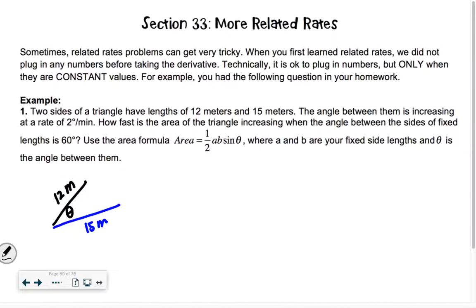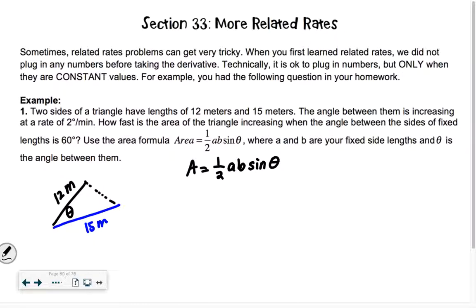We don't know how long the side across from them is, because it depends on how big that angle is. If the angle is really big, then the side across from it is really large. Does that make sense? So we're going to be moving this angle at a rate of 2 degrees every minute, and that's going to make that side across from it get bigger, which will also make the area of the triangle bigger, right? So that's going to be our formula. Our area is equal to 1/2 AB times sine of theta.